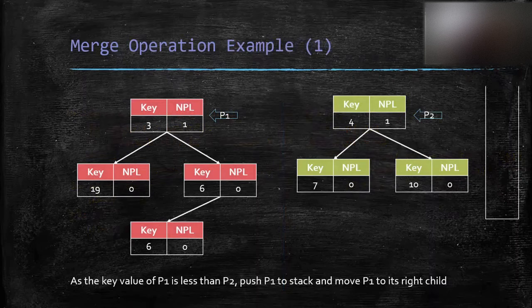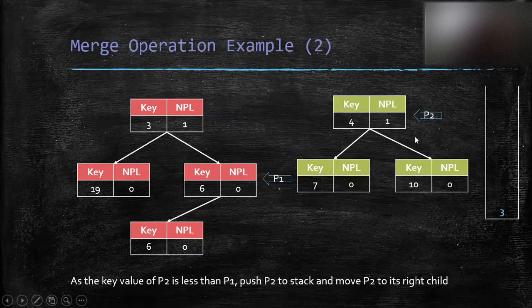This is an example. We assume that we need to merge both of these heaps. We compare both of these. Key value of this node is 3 and key value of this node is 4. So as this value is less, we push this node into the stack and move P1 to its right child. Now when we compare 6 and 4, 4 is less, so we push this node on the stack and move P2 to its right. We compare 6 and 10. As 6 is less, we push this node on the stack.